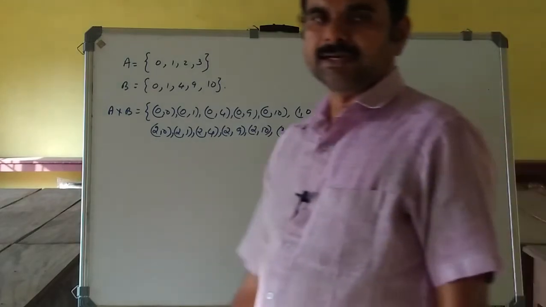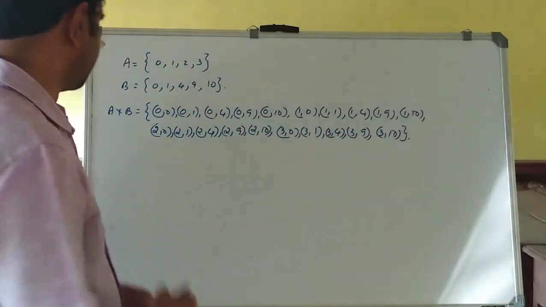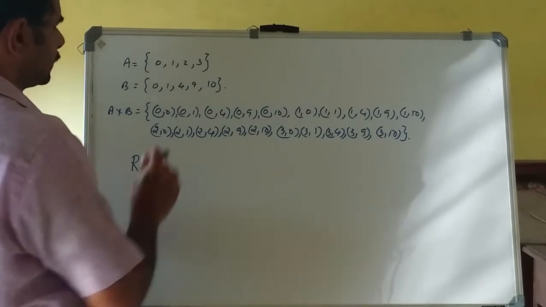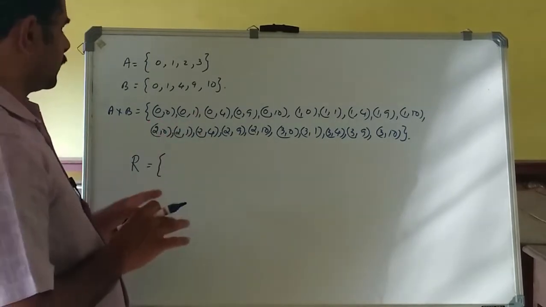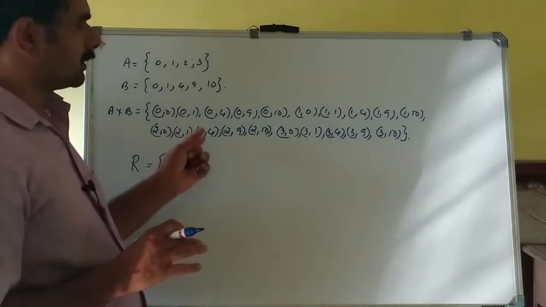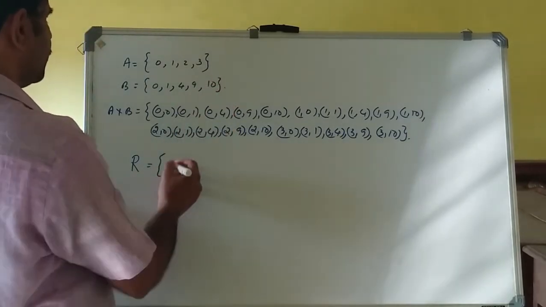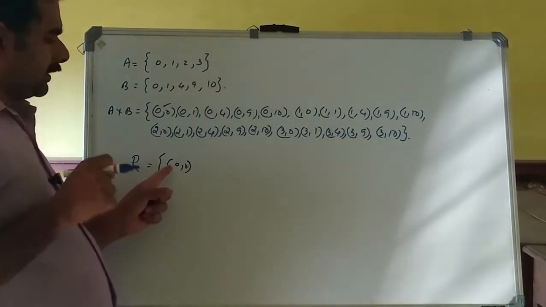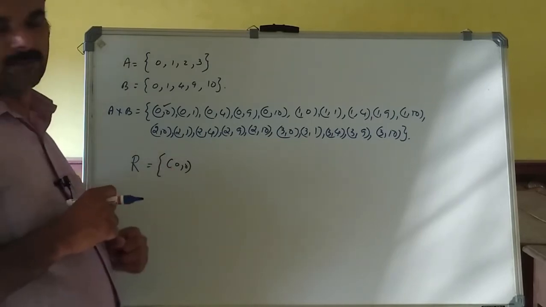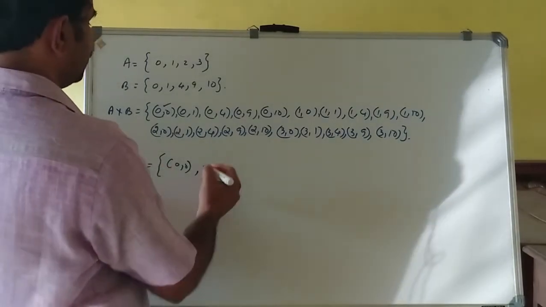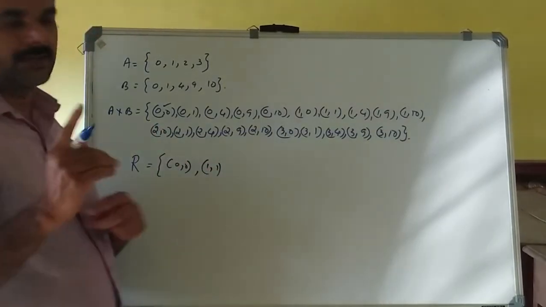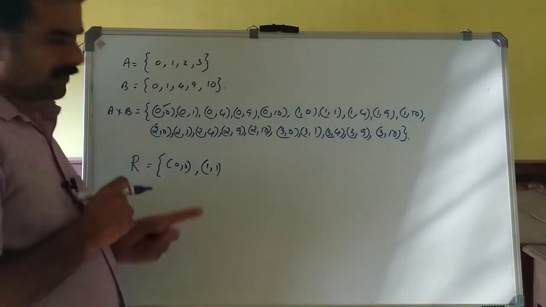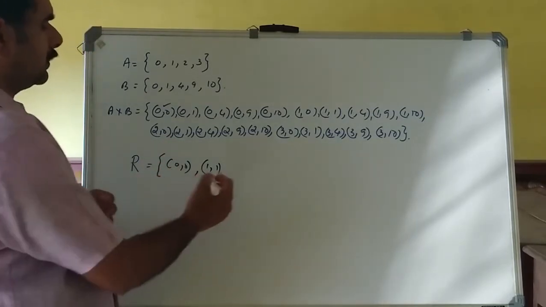Then let us take a relation from A cross B. Relation R. I am selecting some of the elements from A cross B, or I am making a subset of A cross B with some properties. Okay, here I am taking (0,0). Then you think, why do I take this (0,0)? Then now I am selecting (1,1). Then you think, is there any relationship between the first number and the second number? Here (0,0), here (1,1).